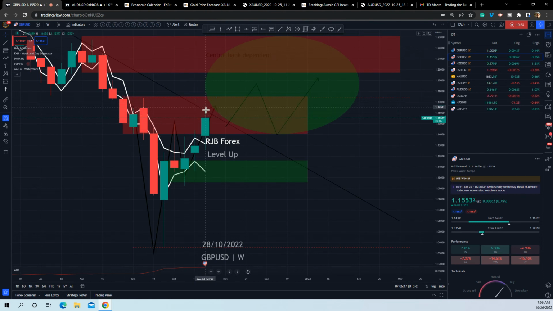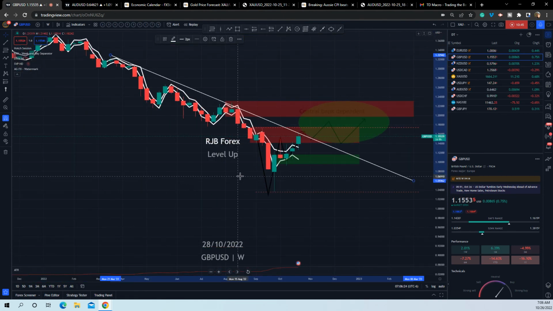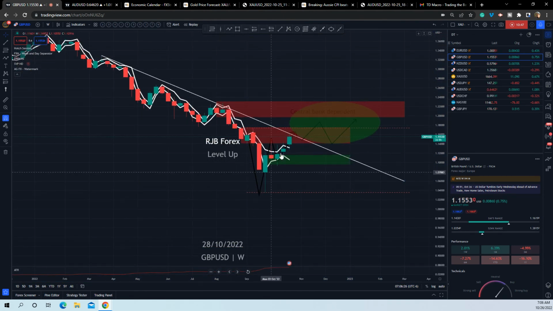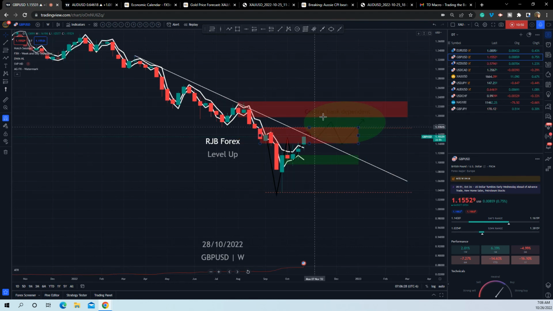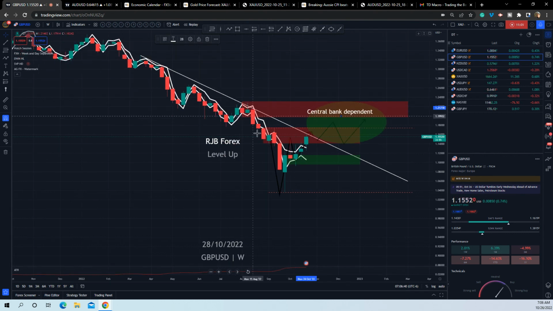Cable moving up a little bit into this trend line. We've got prospects here of a continuation on the backside of the trend line, if it can break that. But depending on the central bank outcomes, the Bank of England and Fed next week. But again, we've got this W formation here, so maybe it's going to start to tire a little bit before it can break.